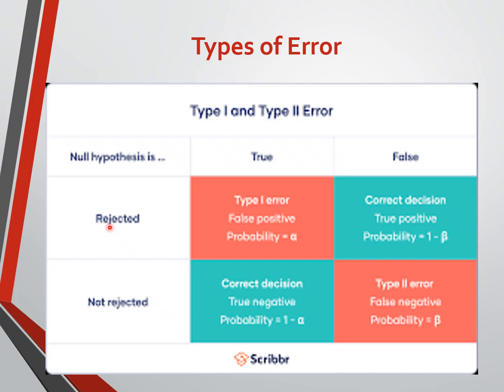When the null hypothesis is false and we reject it, it is a correct decision. In the same way, when the null hypothesis is true and we are not rejecting it, then it is a correct decision. Otherwise, it is type 2 error.